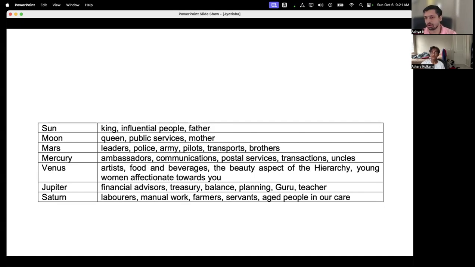Shukra governs all the enjoyments in your life. So good food, good drinks, right? Beauty, Shilpa Shastra, Natya Shastra, basically all the fine arts, drawing, painting, dance, poetry, literature.